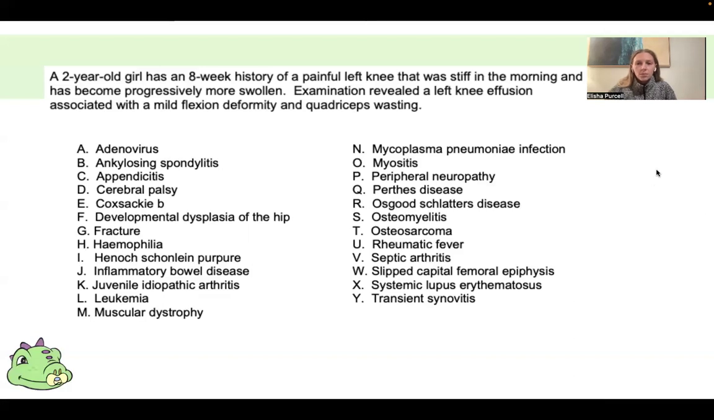So great job for anyone that got K. K is juvenile idiopathic arthritis. Key things in this stem that point us towards that: chronic history, it's 8 weeks, obviously they're 2 years old, stiff in the morning, and progressively more swollen. Those 3 things are really pointing towards juvenile idiopathic arthritis.